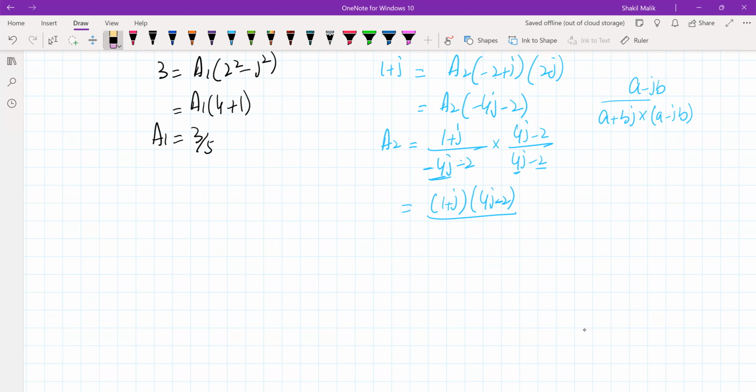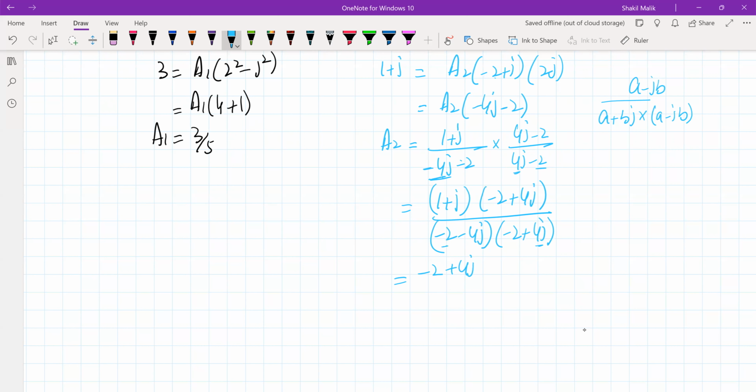Let me rewrite this so that you understand that this is in the form of a plus b and a minus b. So 1 plus j, then I will say this is minus 2 plus 4j, right? I wrote the real part first. So this is minus 2 minus 4j, then minus 2 plus 4j. Now the denominator you can see is in the form of a minus b, a plus b, where a is minus 2, b is 4j. Okay, so first multiplying the numerator, it will be minus 2 plus 4j minus 2j minus 4.